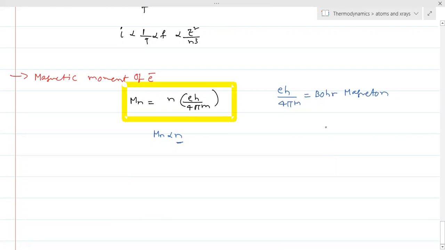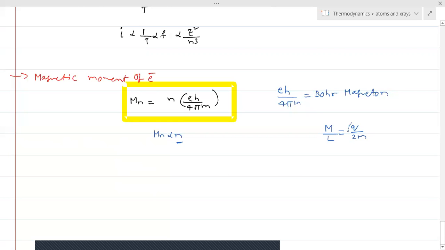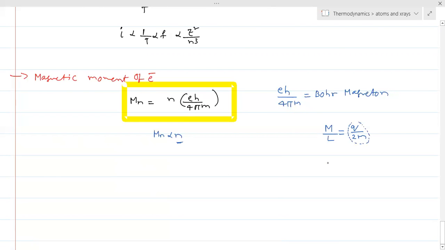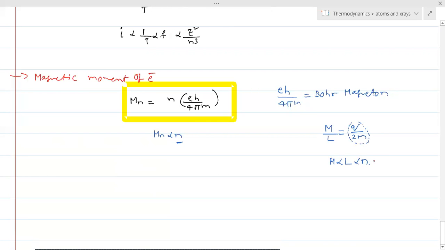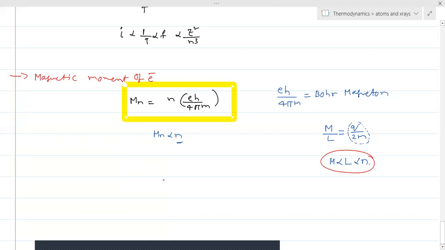Generally in moving charges, we study a formula when a charged particle revolves in a circular orbit. There we study m by L equals q by 2m, the charge of the particle by the mass of the particle. But these two things are constants. They in no way depend upon the principal quantum number. So simply we can remember like this: m is proportional to L. Angular momentum, we already know that L equals nh by 2 pi. Therefore L is proportional to n. So easily we can remember this. This is very important.